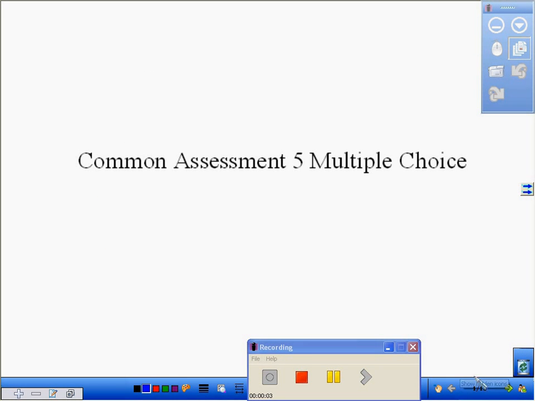Alright, this is the Common Assessment number 5 multiple choice review for the Common Assessment that we will be taking tomorrow, Friday, December 2nd. Here we go.